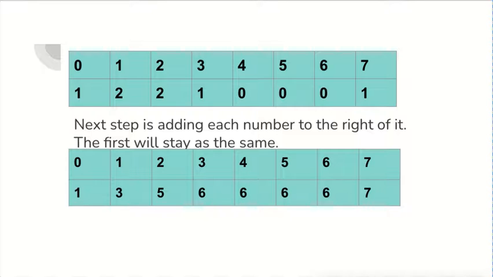The next step is adding each number to the right of it. The first will still stay the same, so that we can have the position of where the elements start, but that's not finished. We will have the count array as 1, 3, 5, 6, 6, 6, 6, 7.